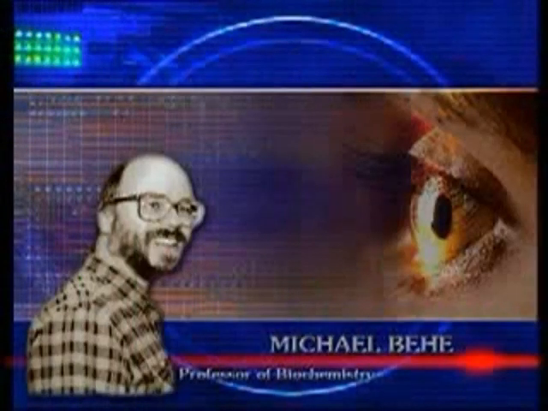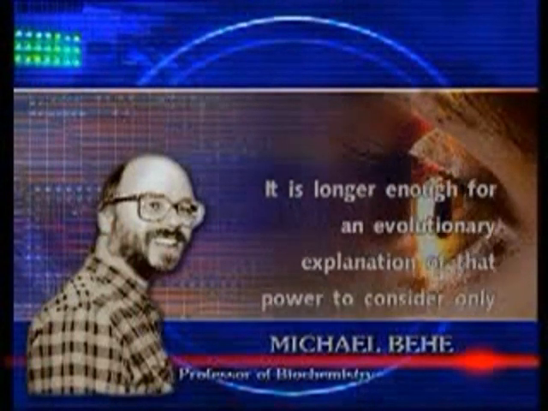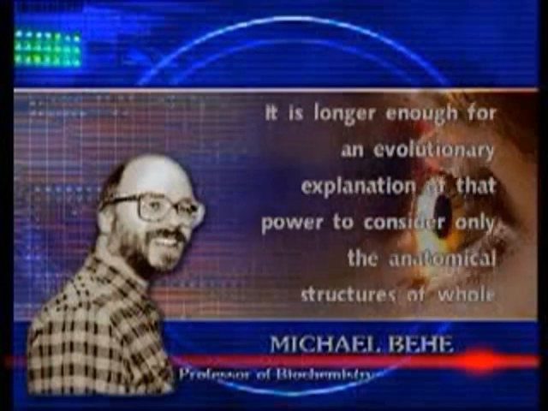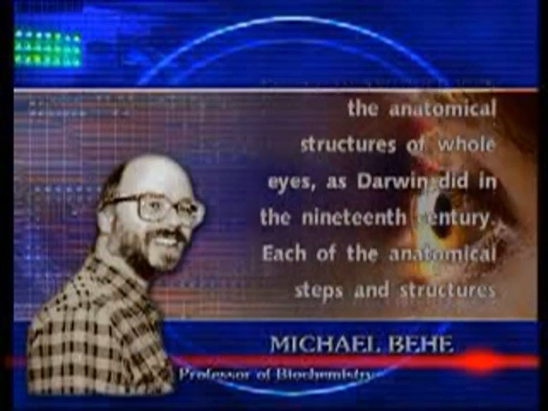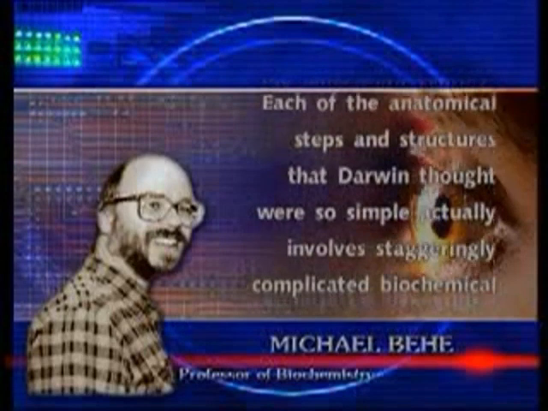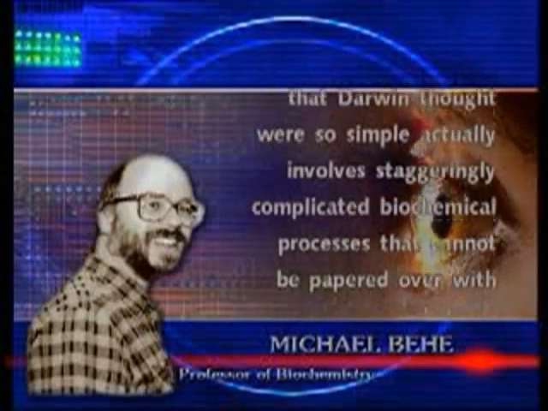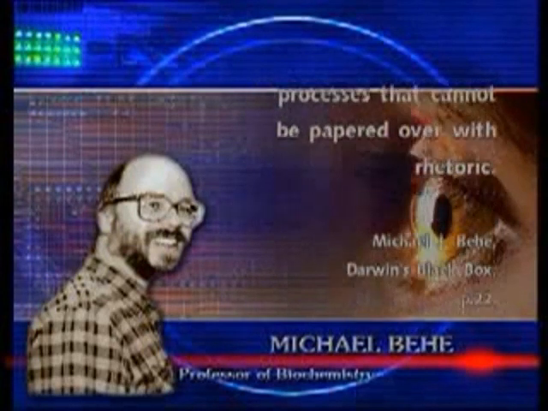Michael Behe, a recognised professor of biochemistry, makes this comment on the chemistry of the eye and the theory of evolution in his book, Darwin's Black Box. "It is no longer enough for an evolutionary explanation of that power to consider only the anatomical structures of whole eyes, as Darwin did in the 19th century. Each of the anatomical steps and structures that Darwin thought were so simple actually involved staggeringly complicated biochemical processes that cannot be papered over with rhetoric."